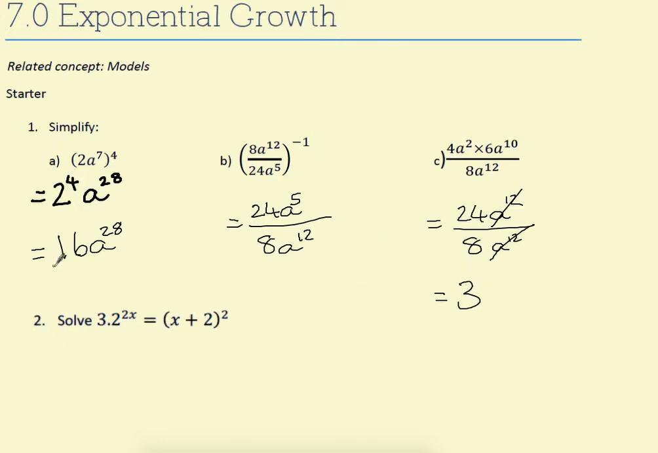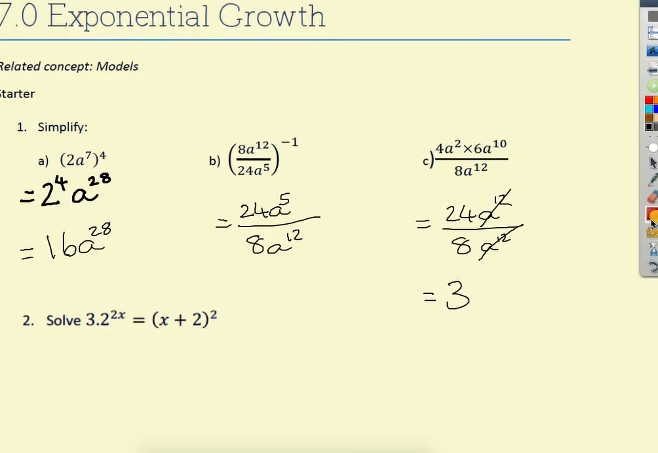Moving on to question 2, I hope you have all got your calculators and you have graphed 3.2 to the power of 2x and x plus 2 all squared. This one is a little bit tricky. There are actually 3 intersections. To make this a bit easier, I think I'm going to do a bit of a sketch of this.